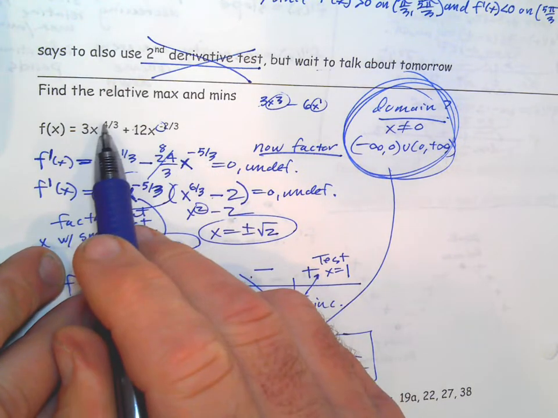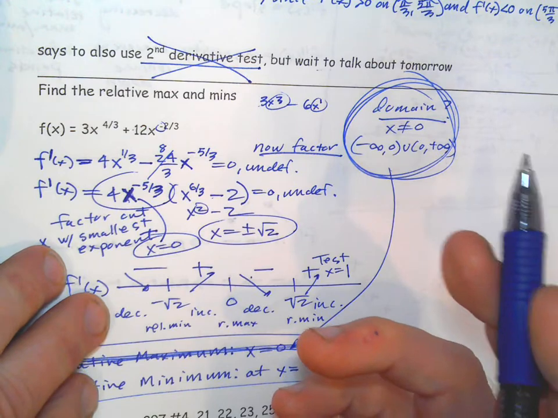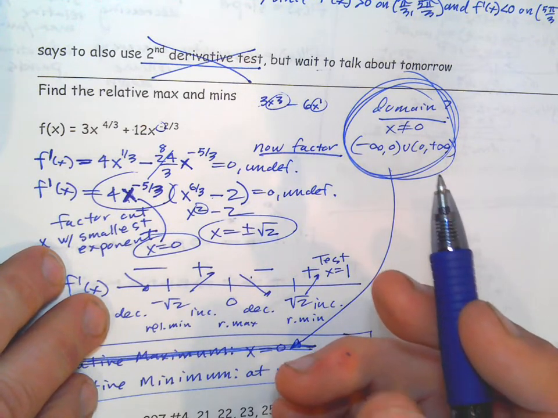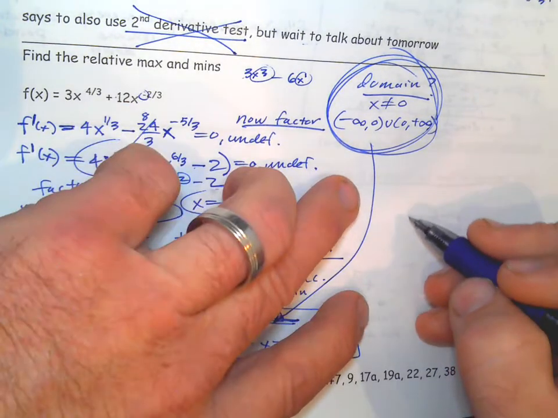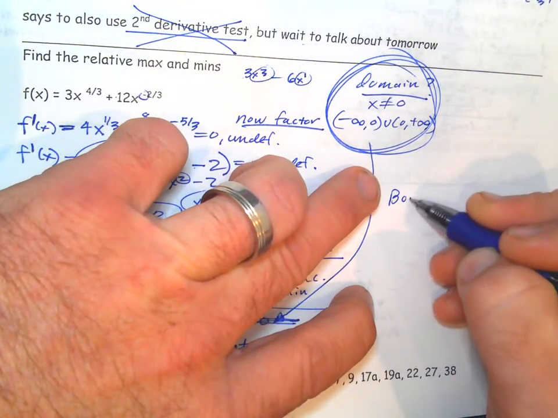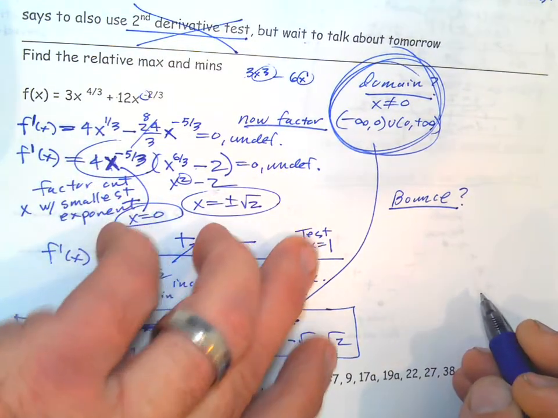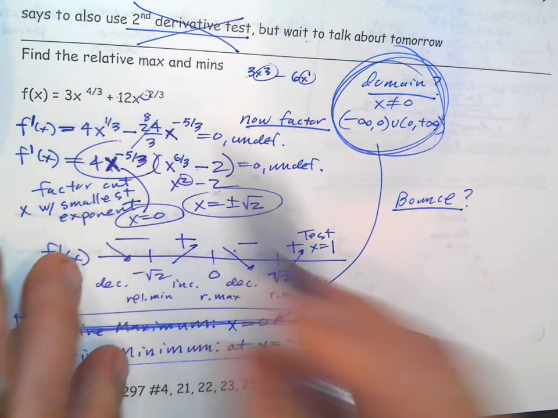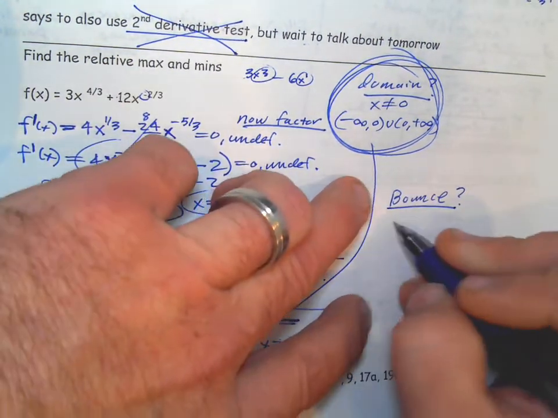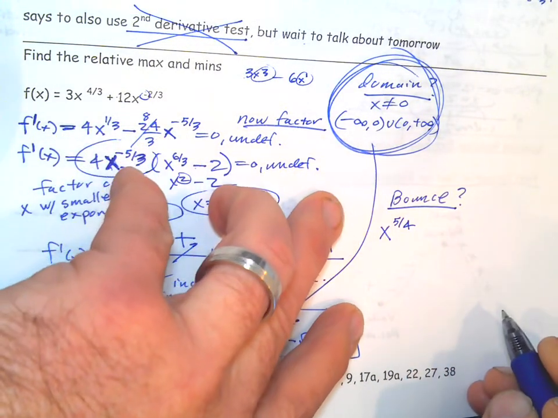Also, with rational exponents, if they have an even denominator, then that's like a square root, which has its own domain issues. The other thing that you got to watch out for is the bounce effect off the graph, those special points. Because with rational exponents, it matters if it's in the numerator or the denominator. So if you have x to the 5/4, that's a fourth root.